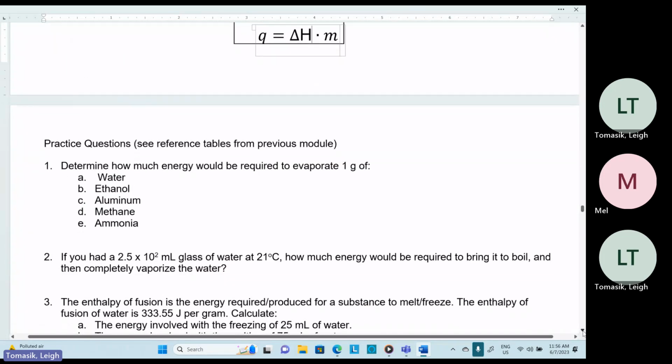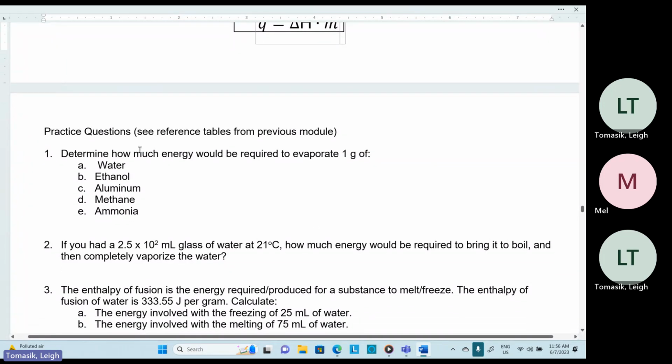So we have some practice questions here, and it says practice questions, see reference tables from the previous module. Determine how much energy would be required to evaporate 1 gram of water.